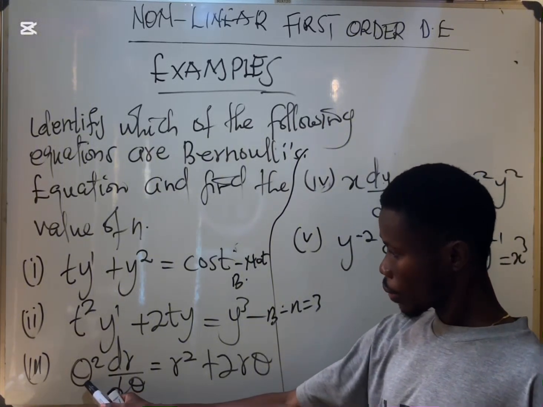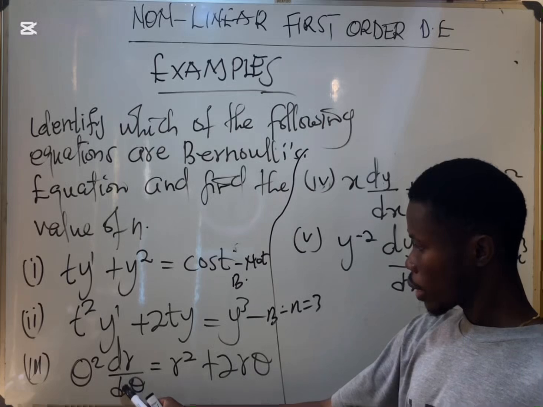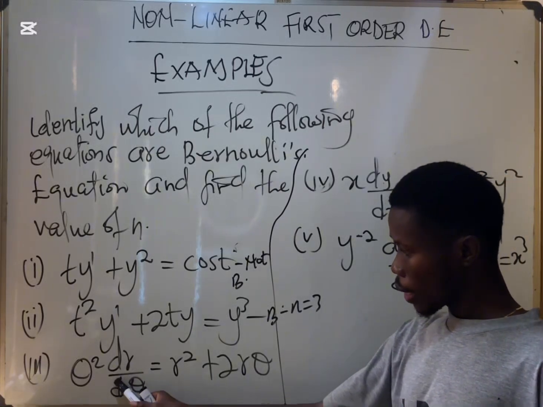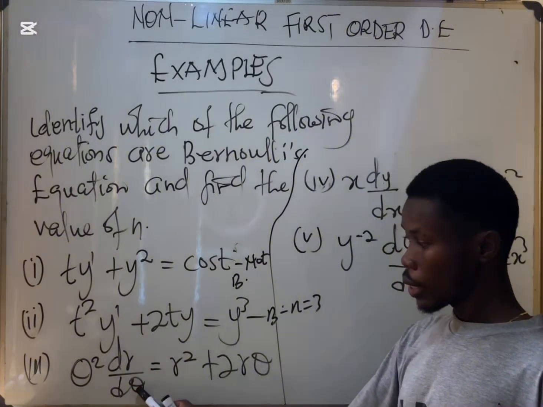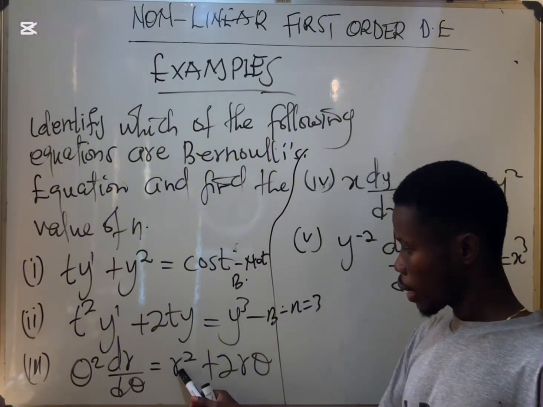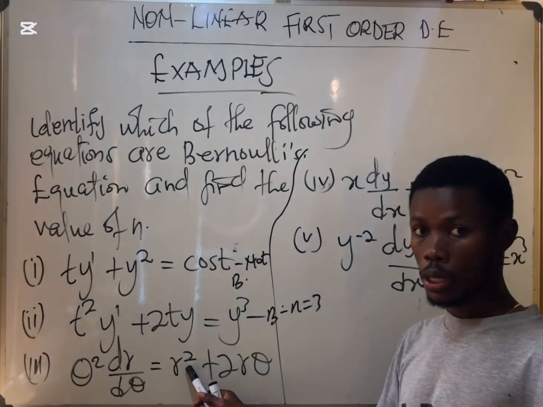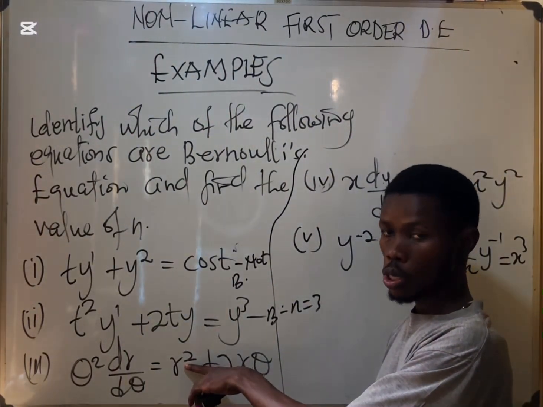Let's check this one. Theta squared dr/dtheta. Since it's theta, it means theta is the independent variable, and r is the dependent variable. If you see the equal sign here, there's r squared here, which means it is Bernoulli, because of the dependent variable having a power of 2. So n is 2.